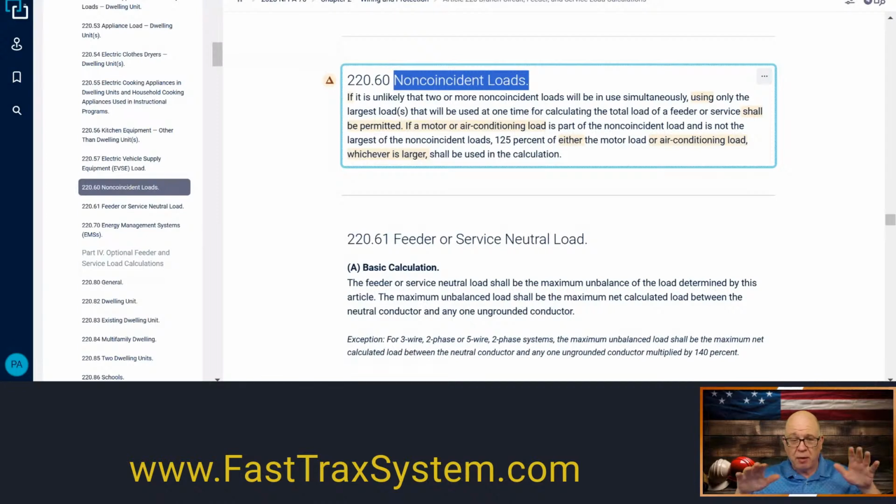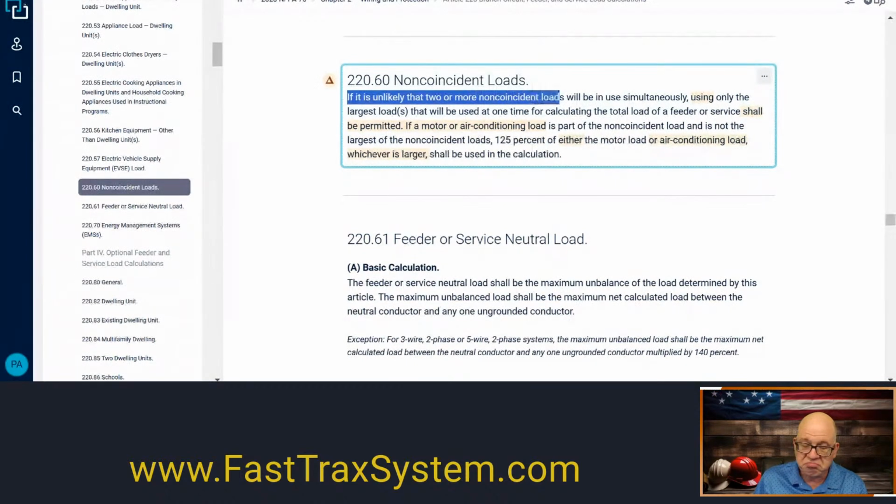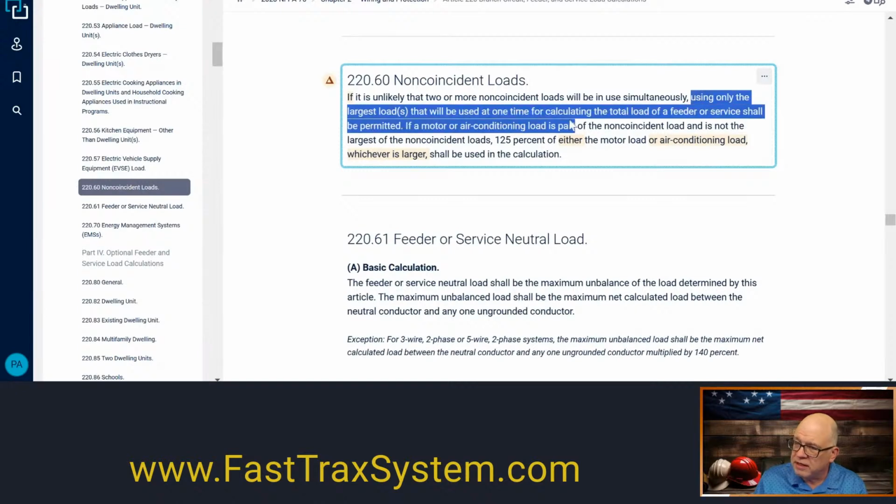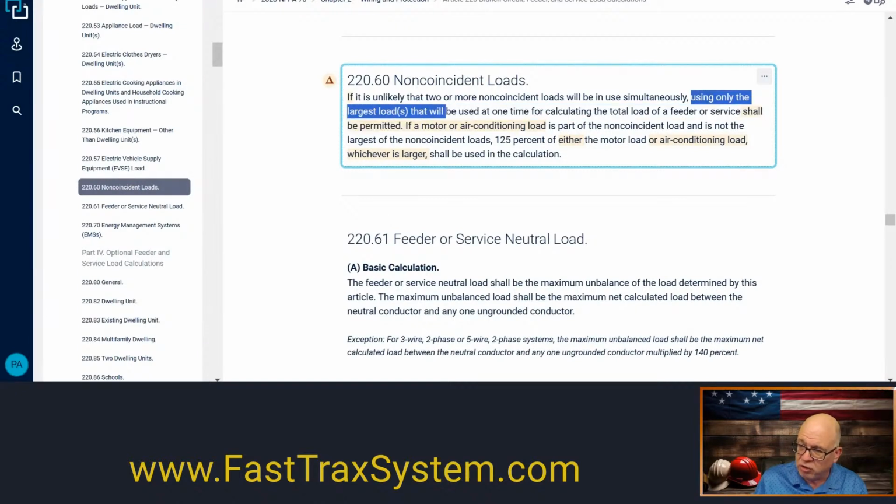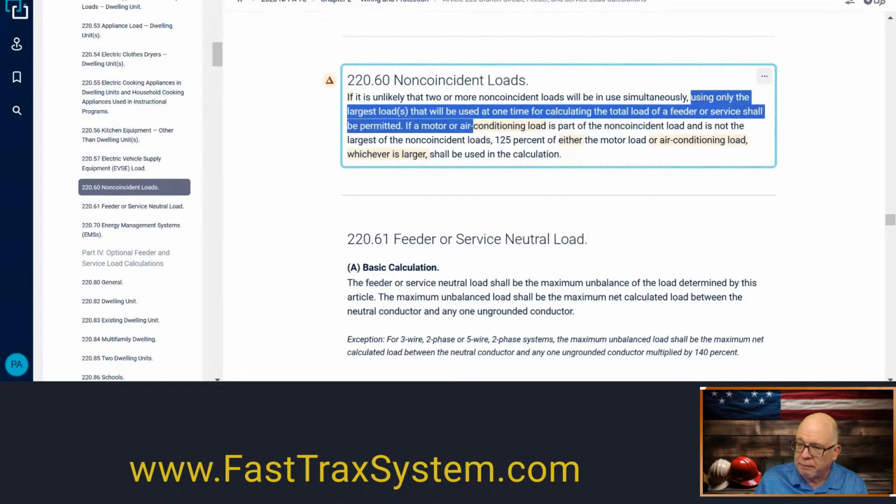Remember, we're just talking basics right now. We haven't even confronted the fact that we have an 8-story building or 8 units or whatnot. We haven't gotten to that yet. We're just trying to do the groundwork. All right, so what does the code say? Well, the code says, if it's unlikely that two or more non-coincident loads, doesn't have to be motors, will be in use simultaneously, so it's unlikely that they're going to be on at the same time, it says use only the largest load that will be used at one time for calculating the total load of a feeder or service shall be permitted.